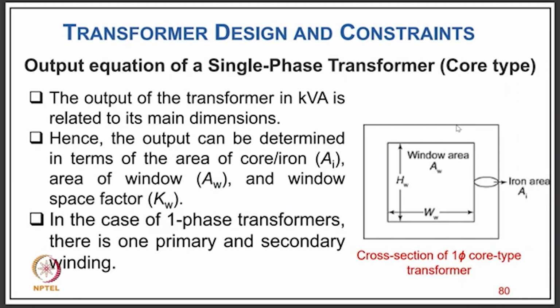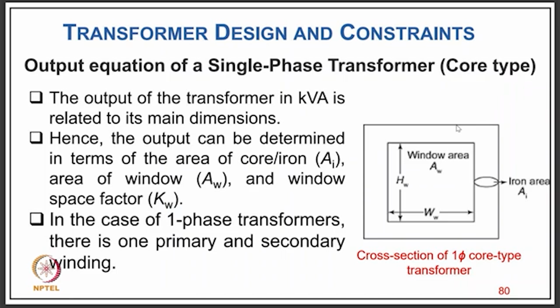The window space factor comes in because you will not be putting the entire window space to the winding, like copper or aluminum conductors; some area goes to insulation. So we account for that by a window space factor, and how much insulation is needed depends also on the voltage rating of the transformer. So this Kw is also affected by the voltage rating of the transformer.